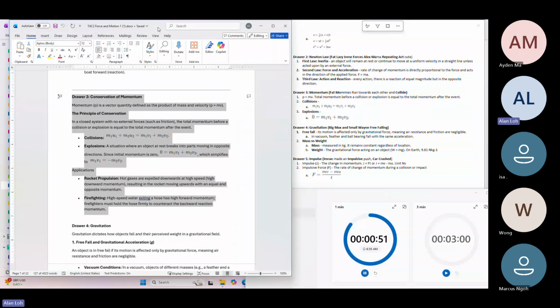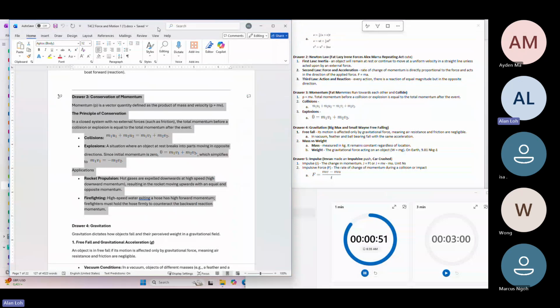So just by looking into this very short story, the first drawer is linear motion, the second drawer is Newton's law, the third drawer is momentum, the fourth is gave invitation, which is gravitation, sorry. Then drawer number 5 is, I kept it in my purse, impulse, right?